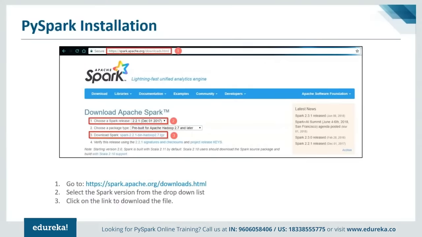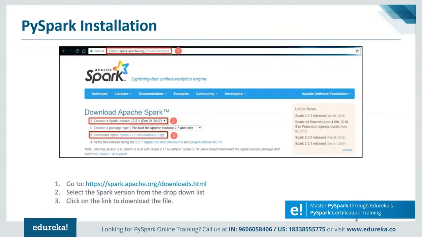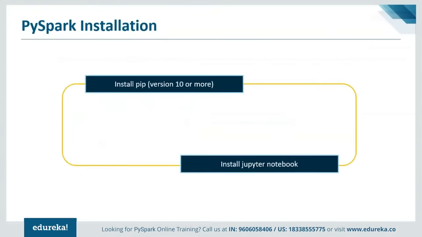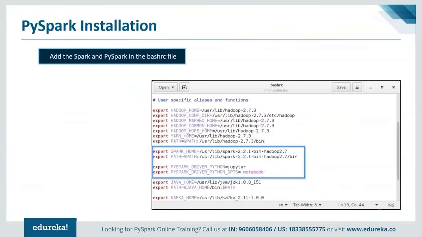Now first of all, you need to go to the Apache Spark official website, which is spark.apache.org. In the download section, you can download the latest version of Spark released, which supports the latest version of Hadoop or Hadoop version 2.7 or above. Now, once you have downloaded it, all you need to do is extract it, or rather say, untar the file contents. And after that, you need to put in the path where Spark is installed in the bashrc file. Now, you also need to install pip and Jupyter Notebook using the pip command and make sure that the version of pip is 10 or above.